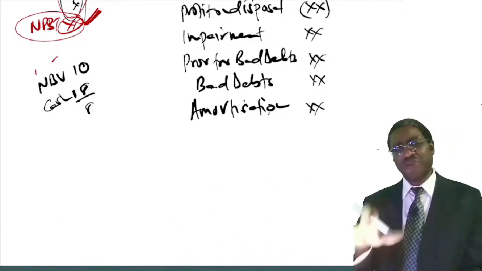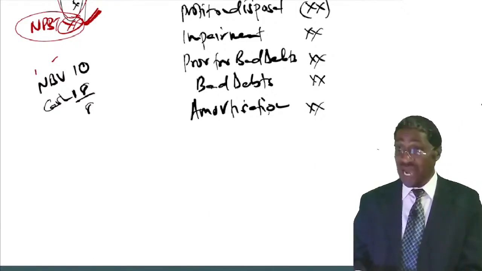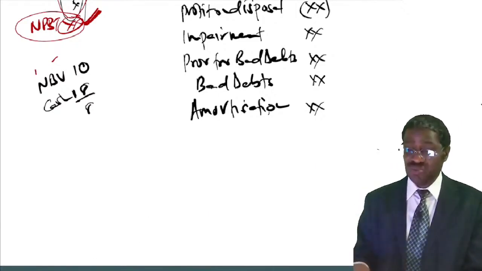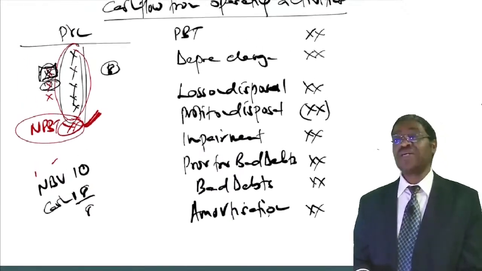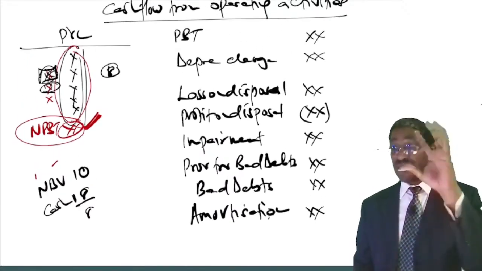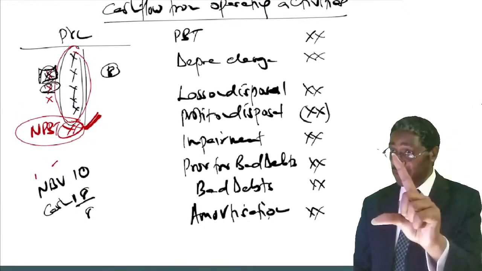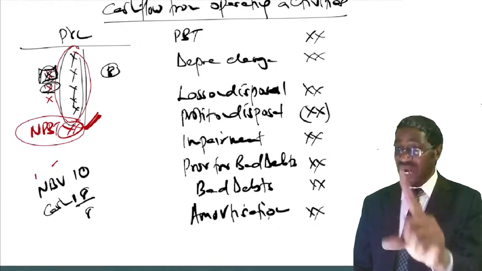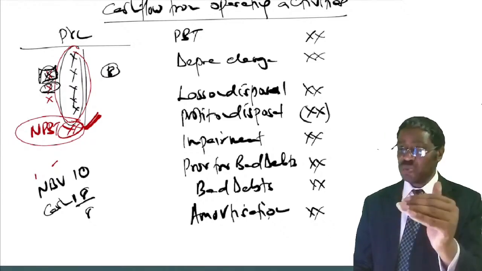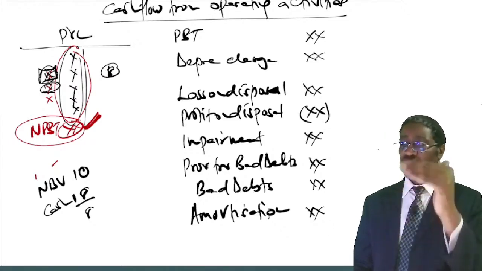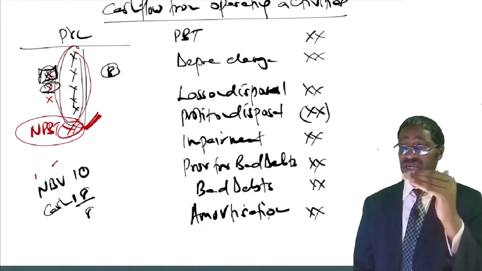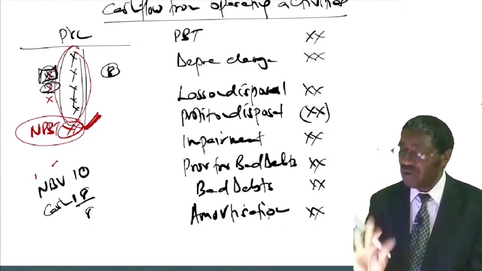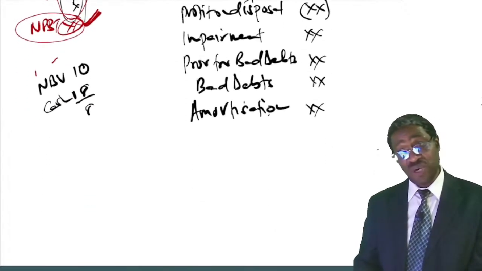Now, for now, let me assume that you have identified the non-cash items. I am assuming you have taken your profit before tax, you have added depreciation, loss on disposal, gain on disposal, impairment, provision for bad debts, amortization. Let me assume for now that those are the only ones.